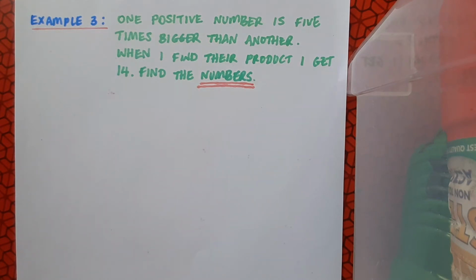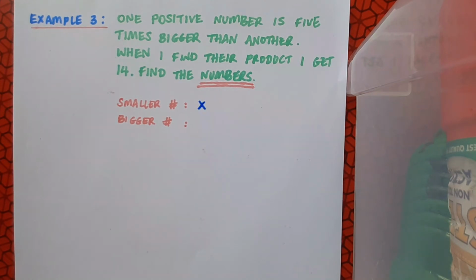A good idea when you've got a question like this, where you've got a number and then a number bigger than it, is to actually write down a little statement for each before you begin. So I've got a smaller number and a bigger number. I'm going to call the smaller number x, and I'm going to call the bigger number x plus 5. These two numbers, the smaller number and the bigger number, are the ingredients for my equation. So it's a good idea to have them written down first so that I know what I'm using.